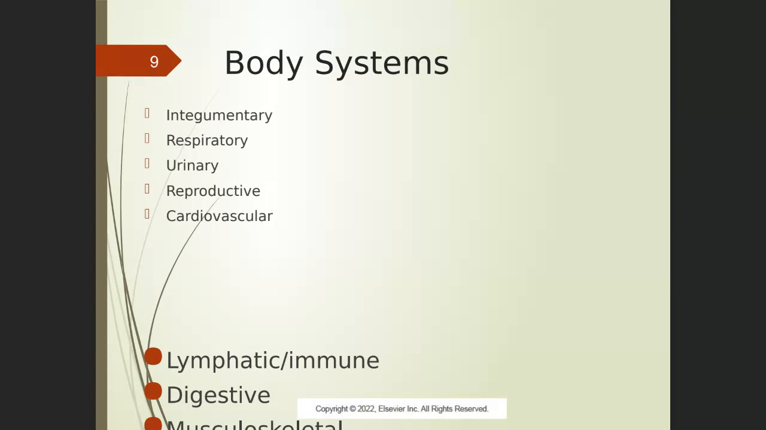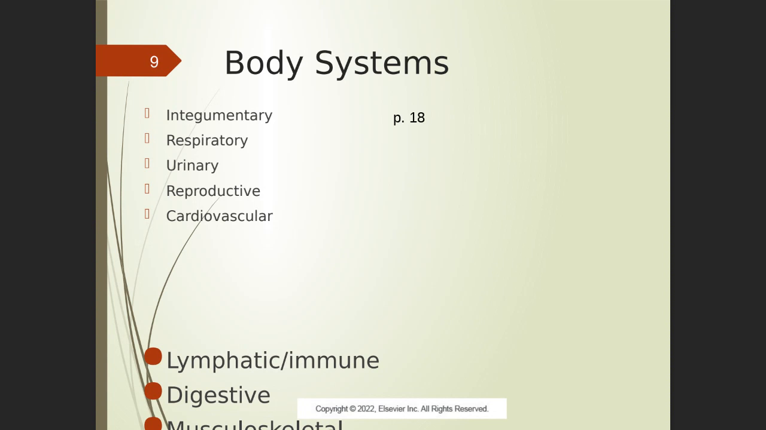Body systems: you have the integumentary system, which is the skin and everything to do with the skin, your respiratory system, your urinary system, your reproductive, cardiovascular, your lymphatic and immune systems put together, your digestive system, and your musculoskeletal system. Then you also have the nervous system and the endocrine system. It didn't show up here, but those are going to be on page 18 of your book.